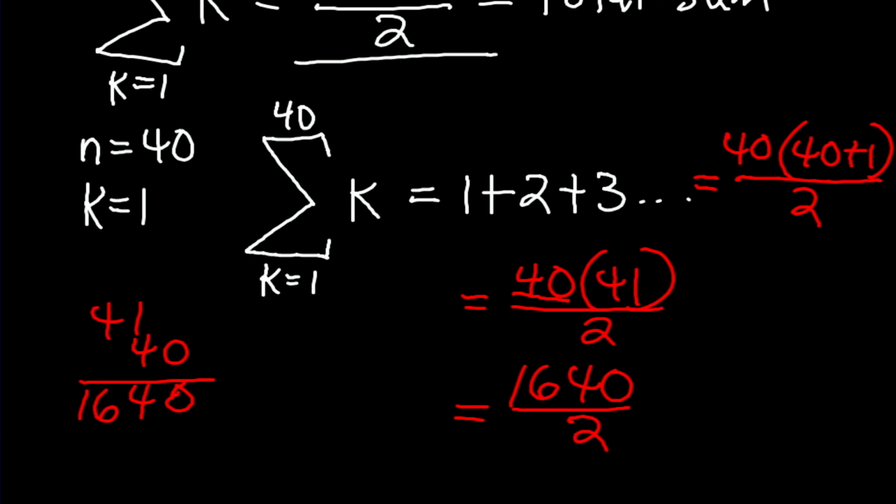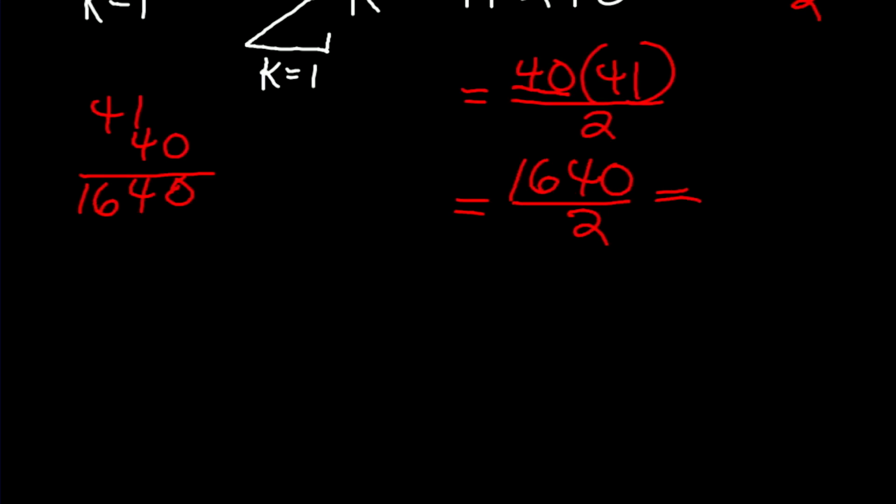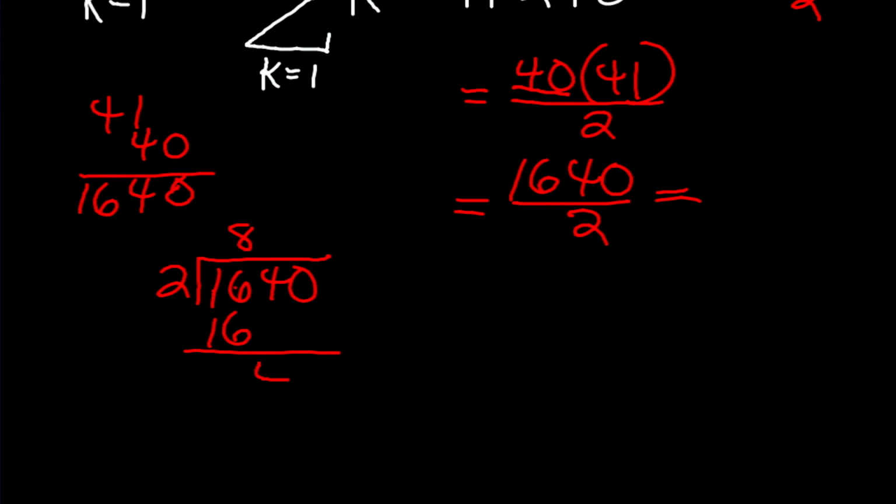Now, to find the answer to that, we need to do a lost practice called long division. So I'm going to divide 2 into 1,640. 2 won't go into 1, but it will go into 16. So 2 will go into 16 8 times. 8 times 2 is 16. 16 minus 16 zeroes out. That's what I wanted. Bring down the next number, 4. 2 will go into 4 2 times. 2 times 2 is 4. The difference between 4 and 4 is 0.